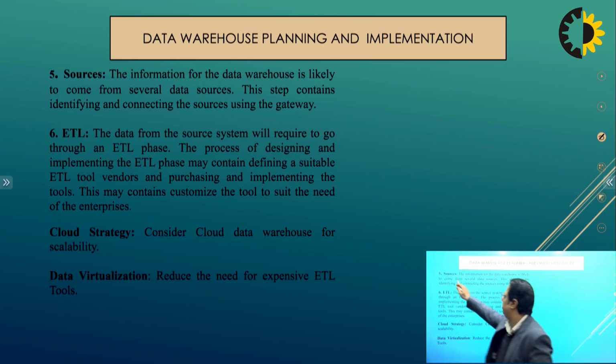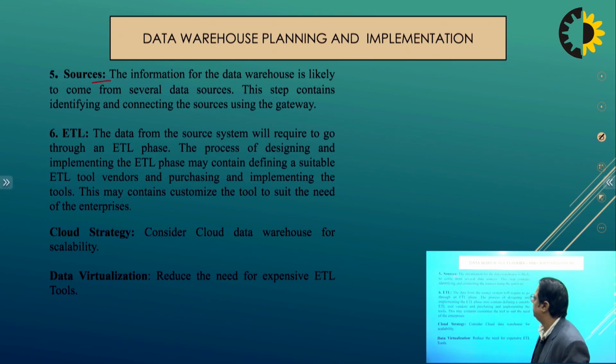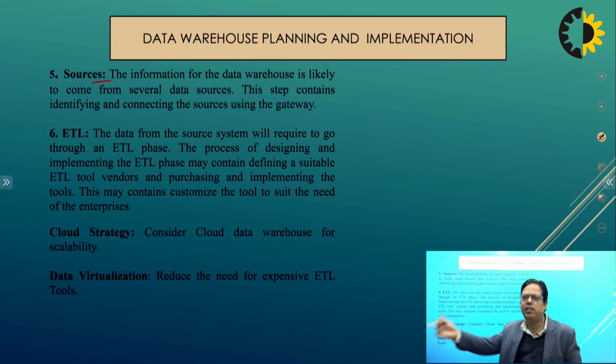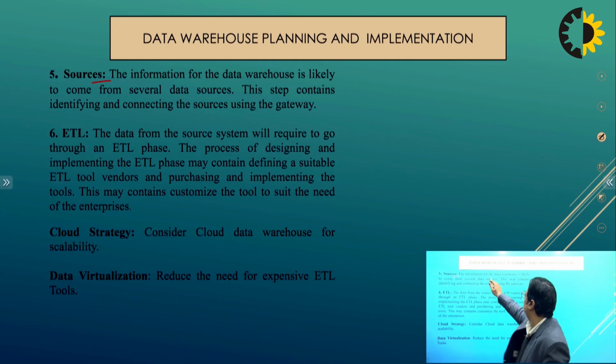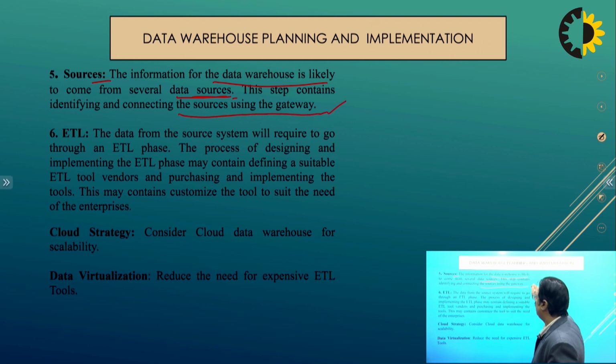Now, the fifth implementation process is sources. When we design the data warehouse, first we define and find the sources. We can easily extract the data from different sources, like business, health and medical sectors, and education sectors. So the information of the data warehouse is likely to come from several distinct data sources. This step involves identifying and connecting the sources using APIs and gateways.